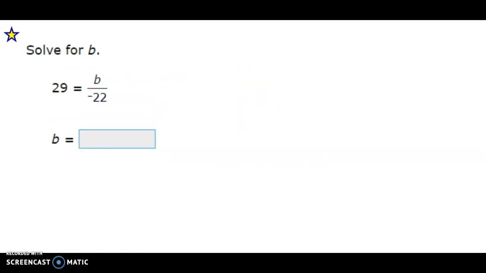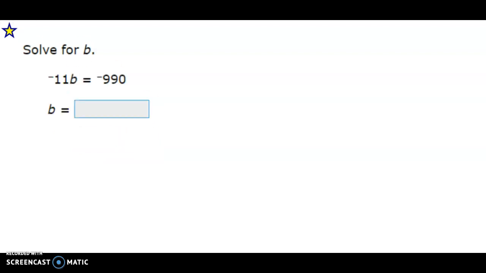Okay, now I want you to try to solve this problem right now and take a minute to see what you get. Okay. Hopefully, as you solve this problem, you multiplied both sides by a negative 22. When you multiplied both sides by a negative 22, you got negative 638. Okay, there's two more problems that we want to get through.